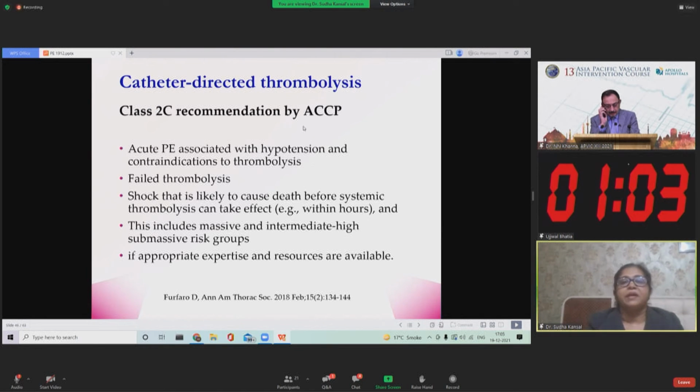So as per the American College of Chest Physicians, catheter-directed thrombolysis has got a class 2C recommendation for acute PE associated with hypotension and contraindication to thrombolysis, or if thrombolysis has failed, or if the patient has got shock. And because of profound shock, the medicine is not going to reach the clot. So here we can do catheter-directed thrombolysis. However, one major problem with this is you have to have appropriate expertise and resources, which is not commonly available. It's available in very few places.